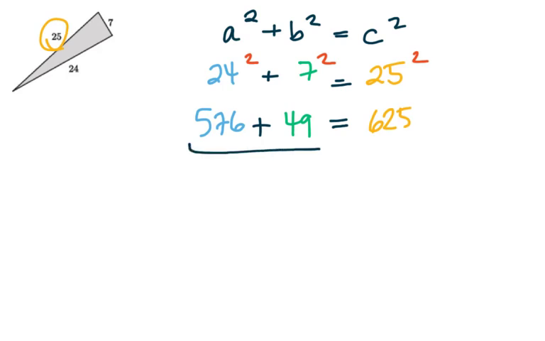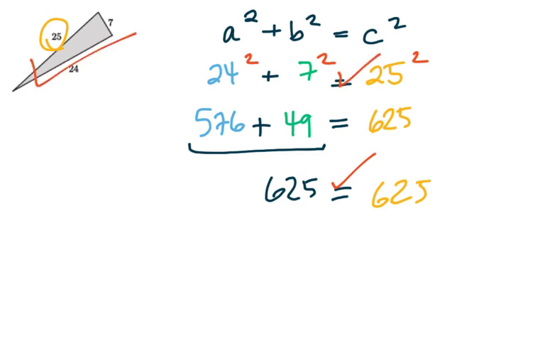Now that we've done the squaring, we're allowed to go and do the addition. When we add 576 plus 49, it gives us a total of 625. As it turns out, that is equal to 625 on both sides of the equation. That tells me that our original equation is also true, and that tells us that this is a right triangle.